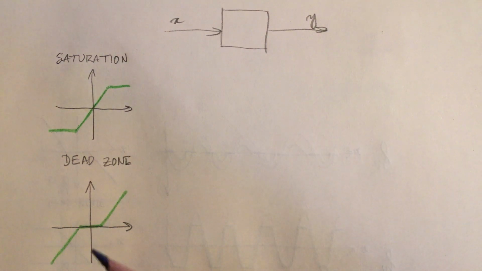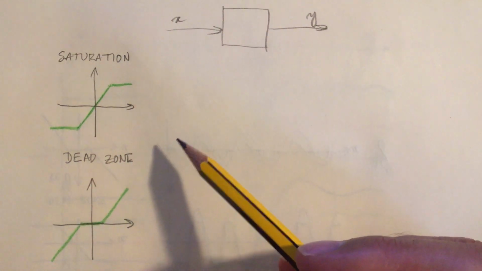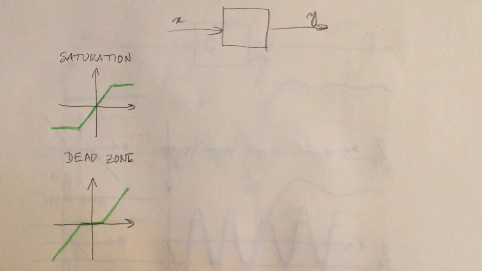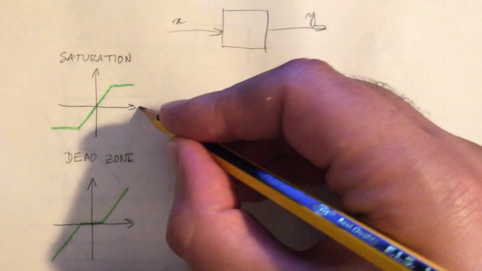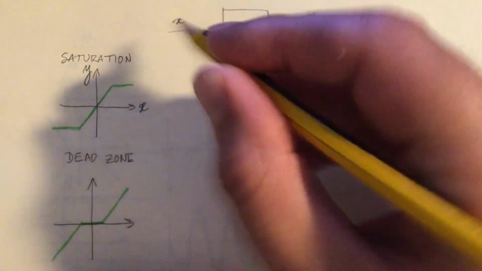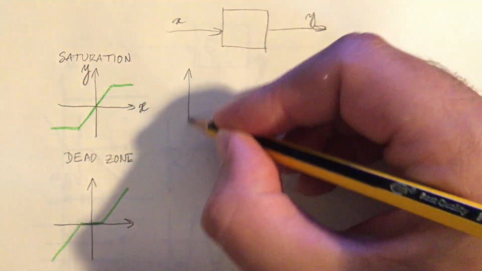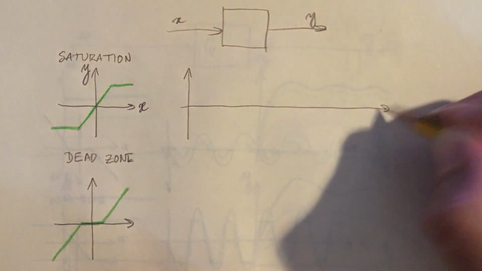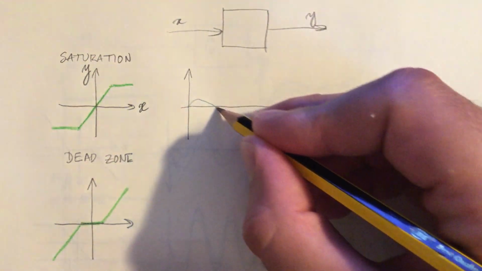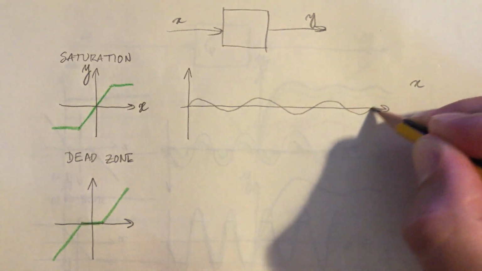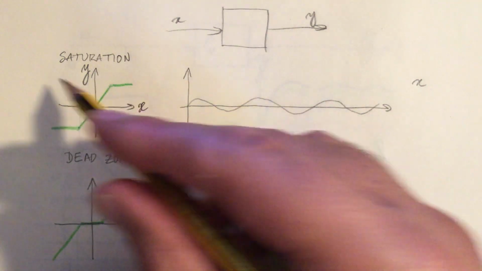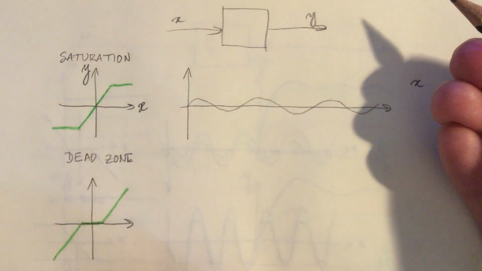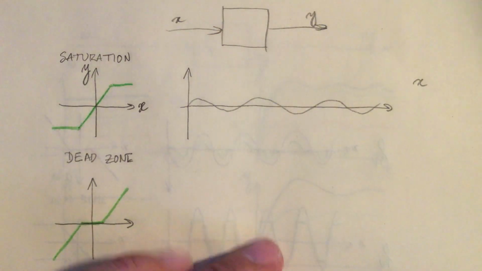I have already mentioned two static nonlinearities, which are the saturation and the dead zone. Let us see what their effect is when we have a sinusoidal input. If I have a sinusoidal input with an amplitude which is lower than the saturation values, then the saturation will have no effect at all in the output.